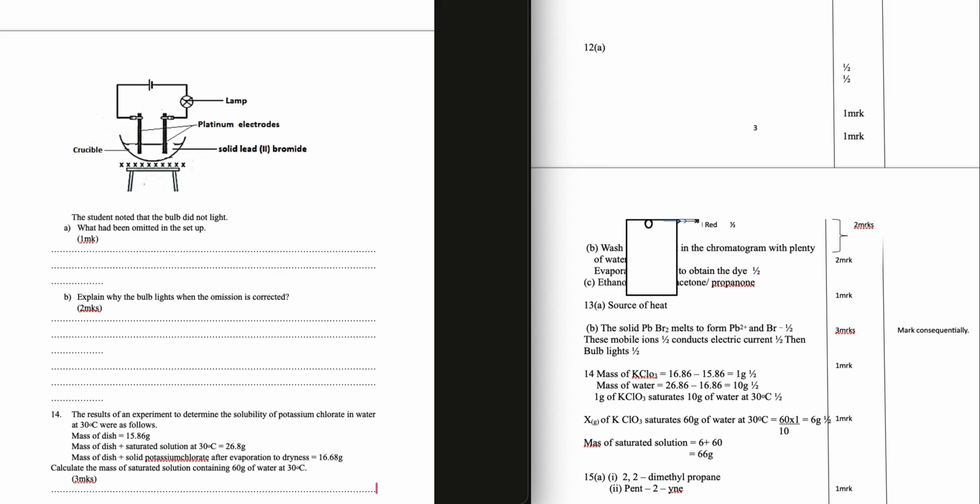B. Explain why the bulb lights when the omission is corrected. The solid melts to form mobile ions. These mobile ions conduct electric current, then the bulb lights.